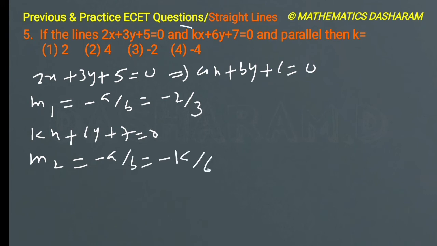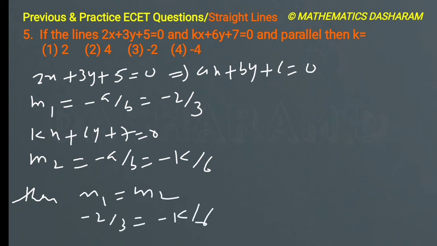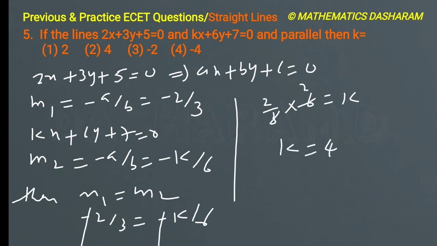But as per the question, the two straight lines are parallel. That means the two slopes are equal. So m1 is -2/3, m2 is -k/6. We can cancel the minus on both sides. So (2/3) into 6 equals k. Three ones are 3, three twos are 6. So k equals 2 twos are 4, answer. So option 2 is correct.